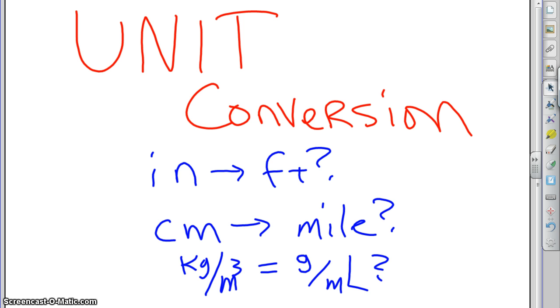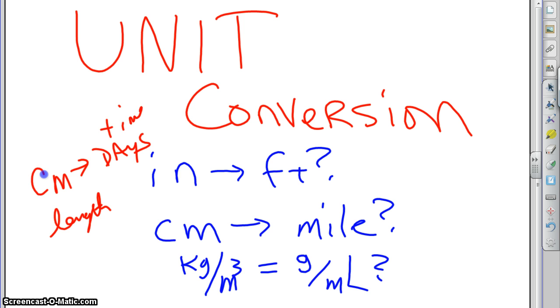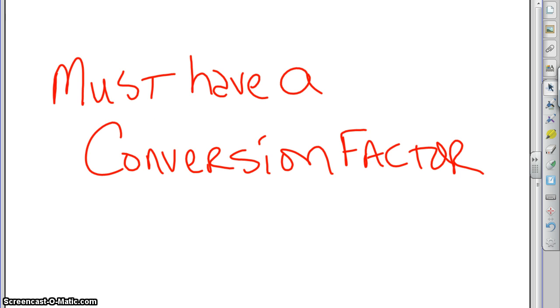The first thing we should probably point out is that if you want to convert between two units, they have to measure the same thing. You can't convert, for example, from centimeters into days. They just don't measure the same thing. This measures length, and this measures time. And so you just can't convert two things unless they measure the same thing to begin with.